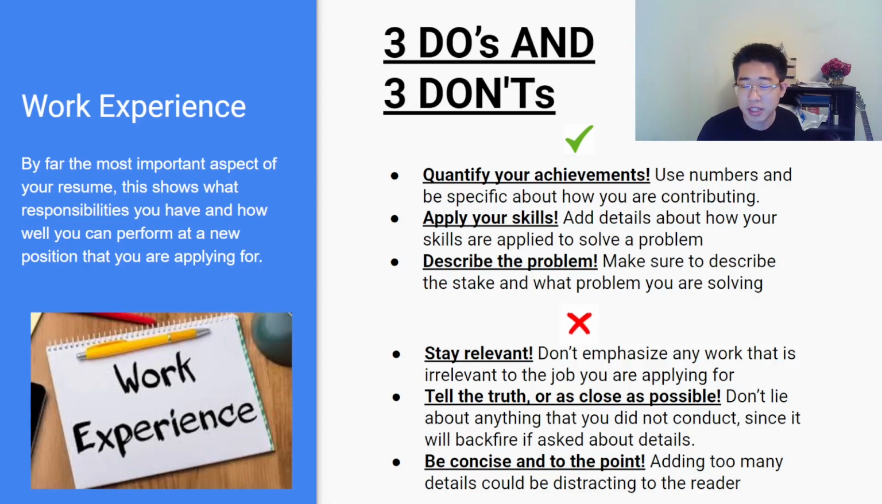And that actually brings us to the first don't, is that you want to stay relevant. So don't emphasize any work that is irrelevant to the job you're applying for, right? Let's say you have done some UI UX stuff for web design. That's great. That's a fantastic skill. It doesn't really relate to data science at all, right? While it's really great, you don't want to mention that at all. Because again, it doesn't relate to data science. But if you're applying for UI UX designer, that's something that you want to include.